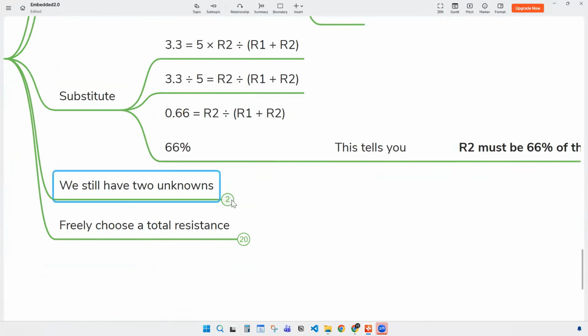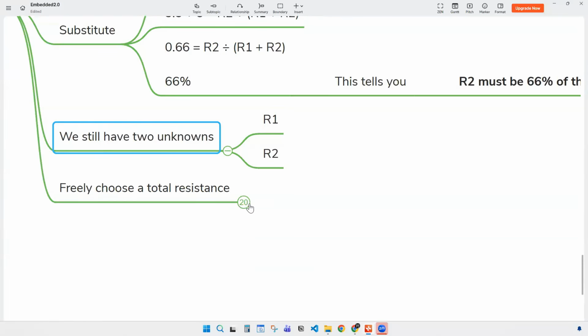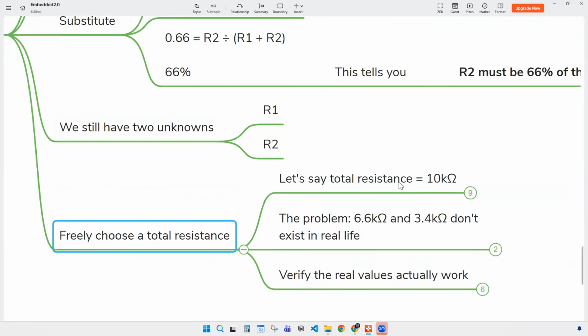But remember, we still have two unknown values, R1 and R2. We still don't know them. So let us freely choose any resistance we want. There are no restrictions, because we are just working with a voltage. We can choose any resistance, but the ratio matters. Okay, let me teach you that simply. Let us choose some resistors carefully.